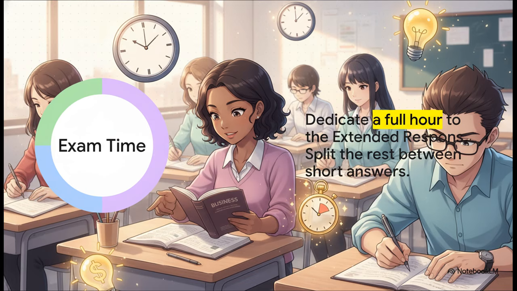That leaves you with 1 hour for the 4 short answers. So you split that evenly, about 15 minutes for each explain question and 15 minutes for each describe question. Seriously, try to stick to this like glue.